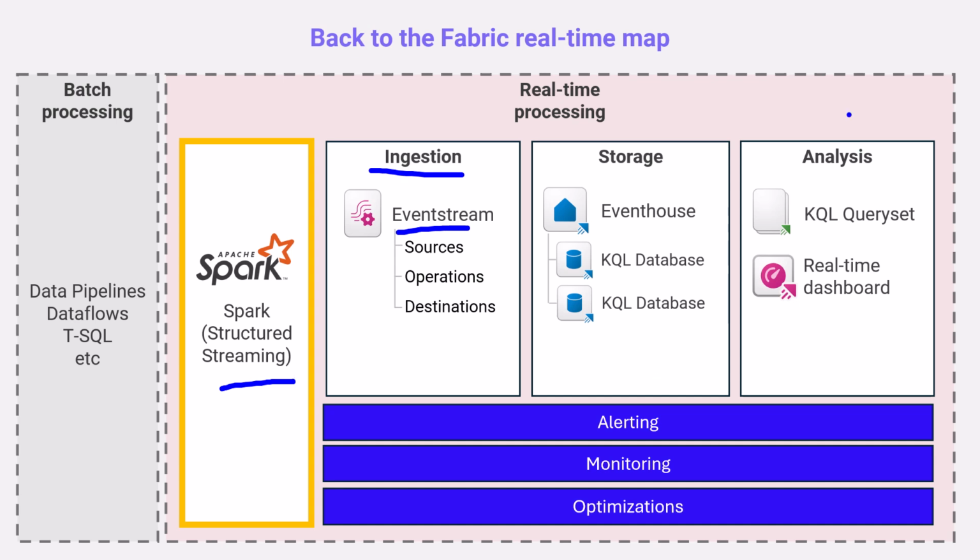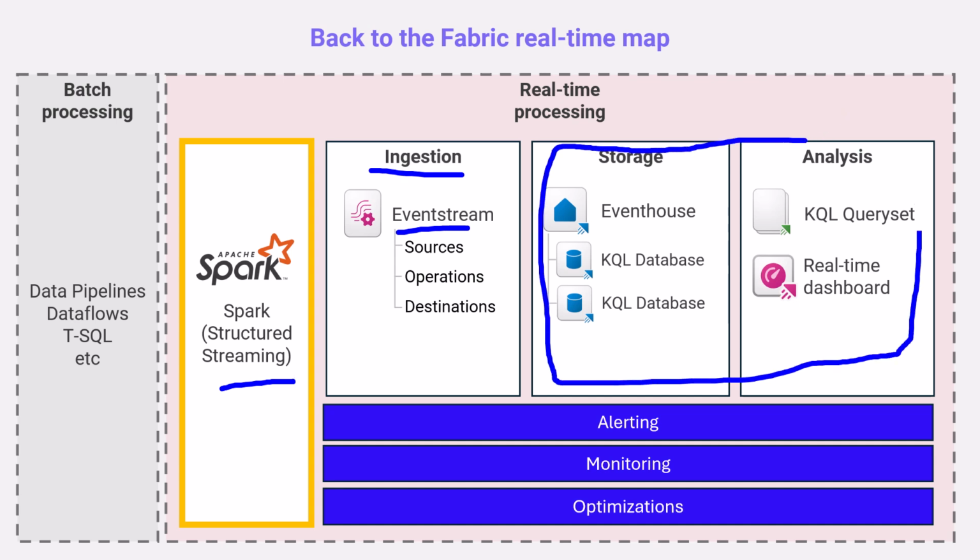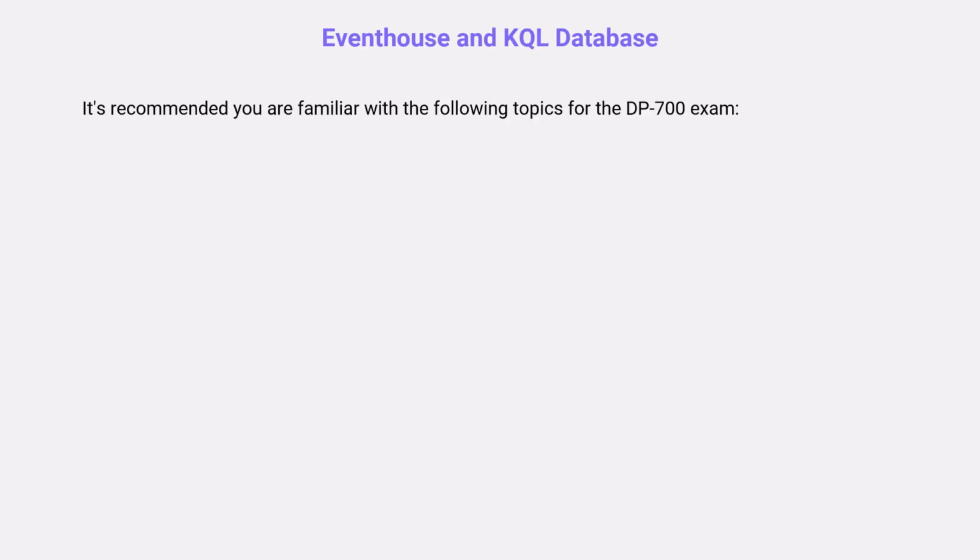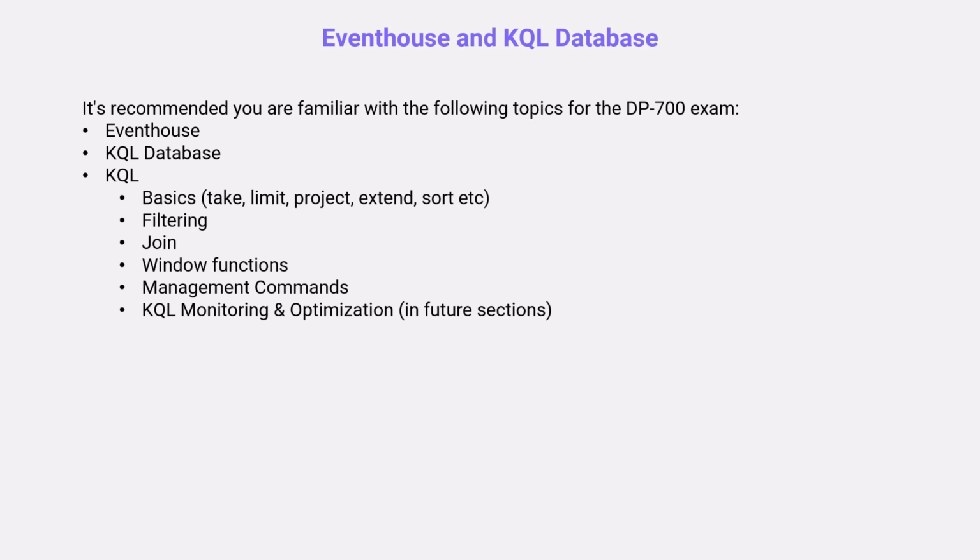In the next section, I want to talk through storage and analysis using KQL, the KQL database, and the Kusto Query Language itself. So you might have heard that the DP-700 has lots and lots of KQL. That's what people say. And there is more than there is in the DP-600, right? So again, I would recommend that you're familiar with the following topics: the Eventhouse, KQL Database, KQL basics, filtering, joins, window functions, because they have their own windows in KQL, management commands, and then monitoring and optimization of KQL queries as well.